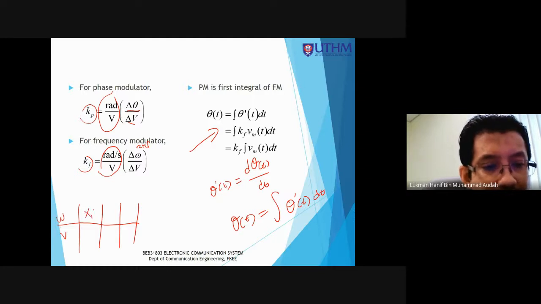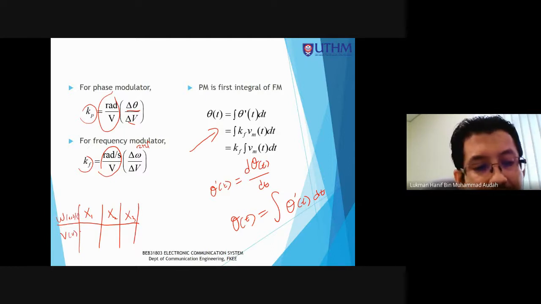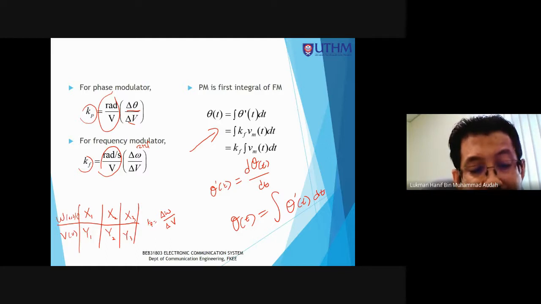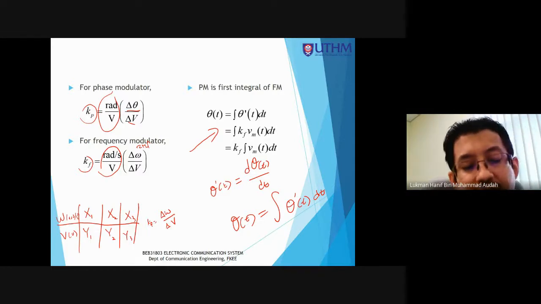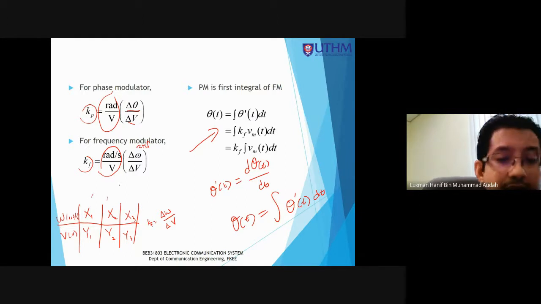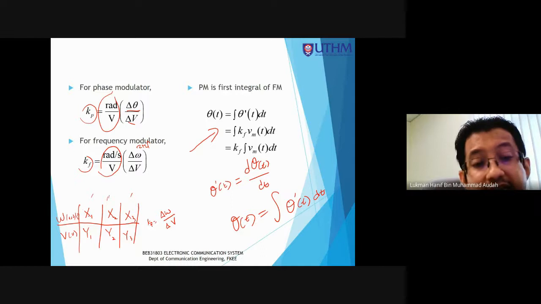So let's say here we have x1, x2, and x3. This is the omega parameter, radian per second. This is voltage, and here we have y1, y2, and y3. So when we want to find the Kf, remember that Kf is equal to delta omega divided by delta v. Delta here is the difference, so you need to find the difference between two consecutive values. Sama ada you nak dapat perbezaan antara x1 and x2 ataupun x2 and x3. Dia adalah linear parameters actually.